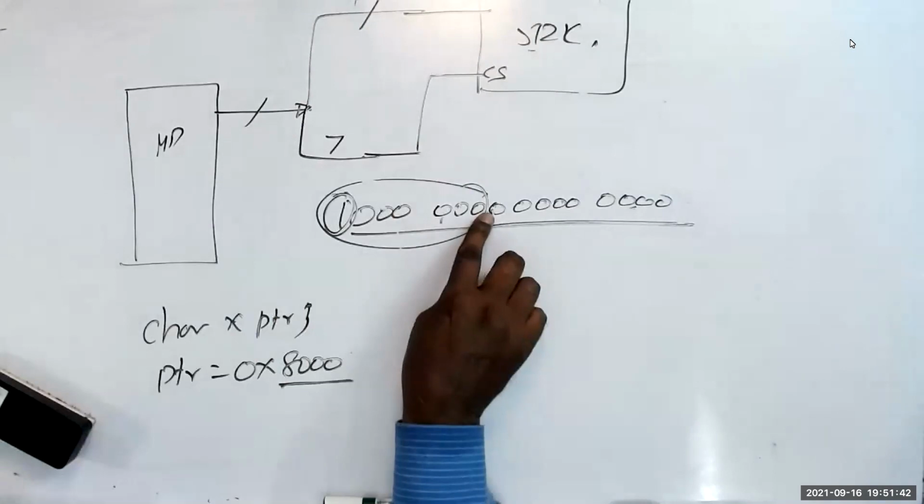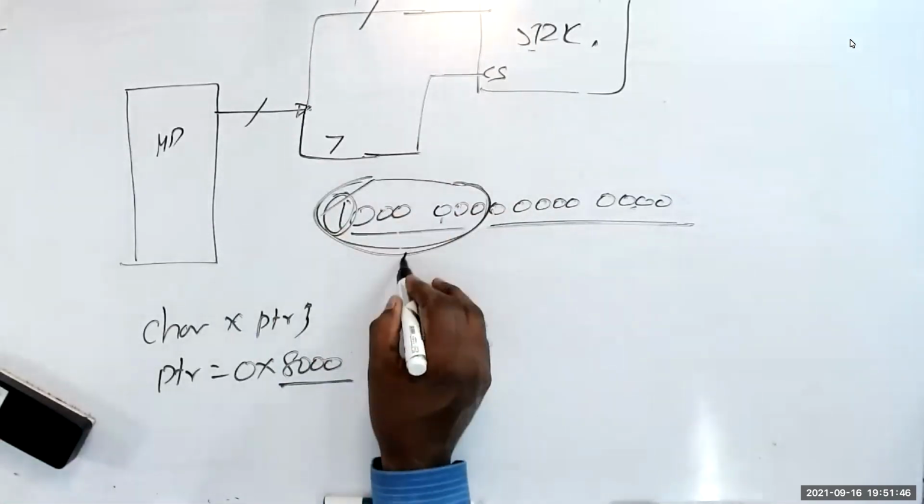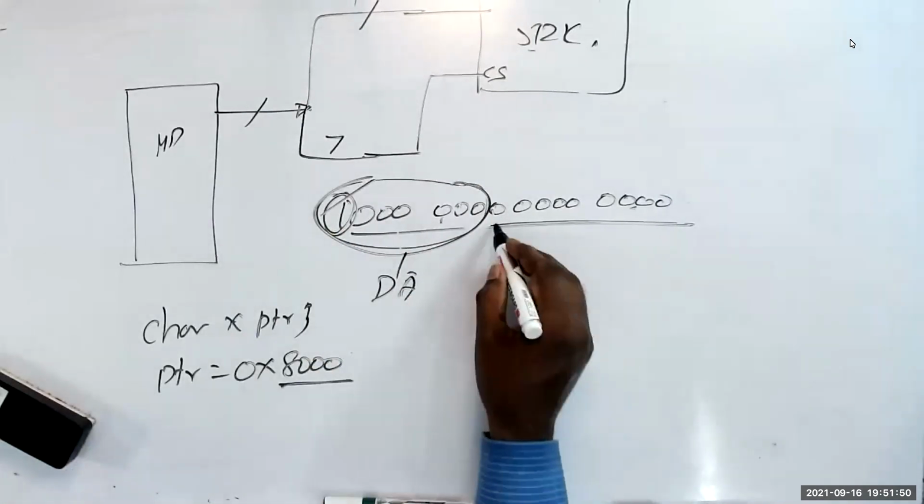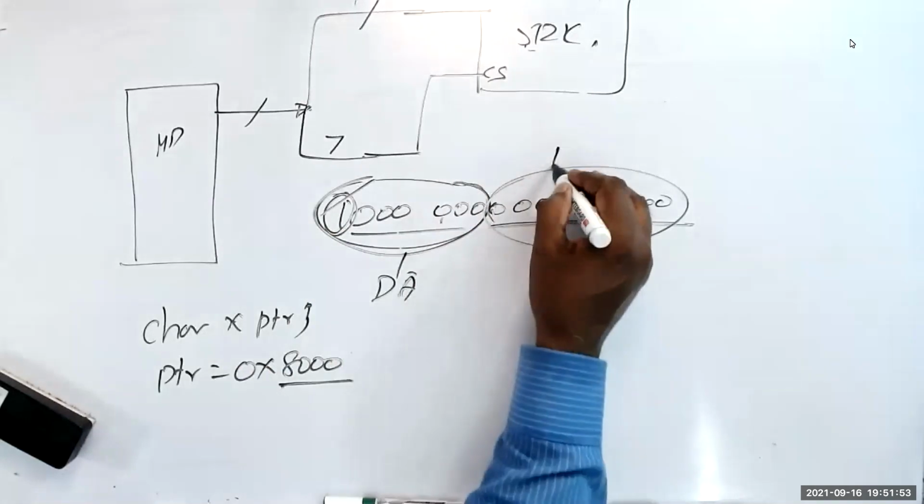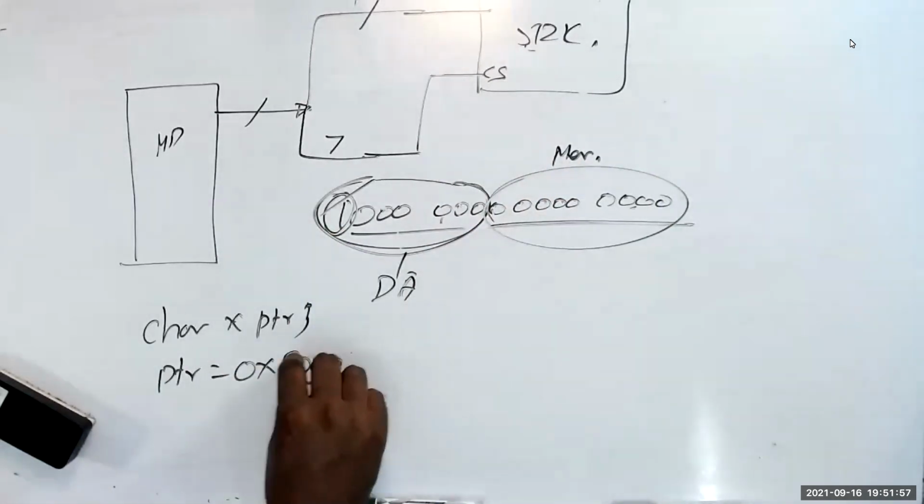This 7 address is called the device address. Here we call it the chip address. This is called the memory address. Unfortunately, the 16-bit has everything together.